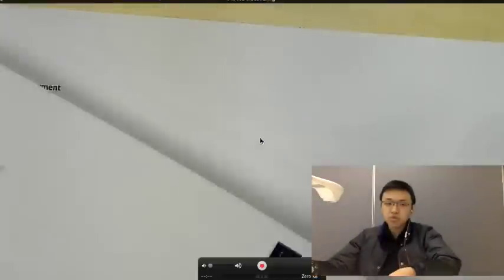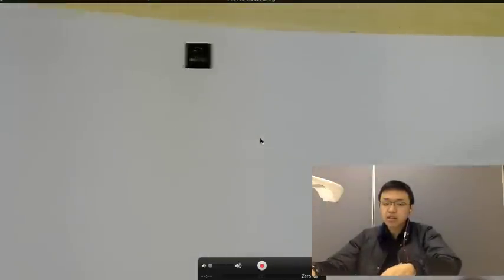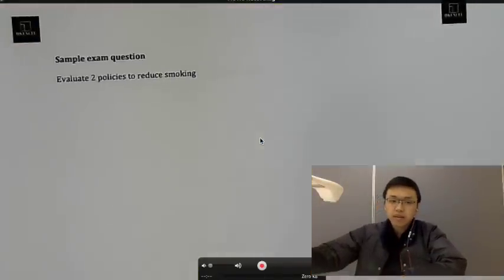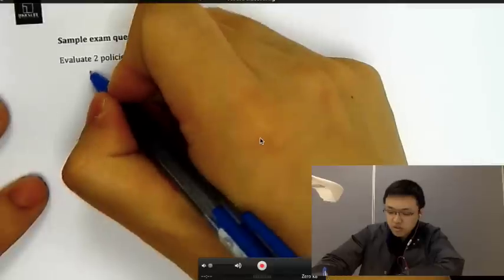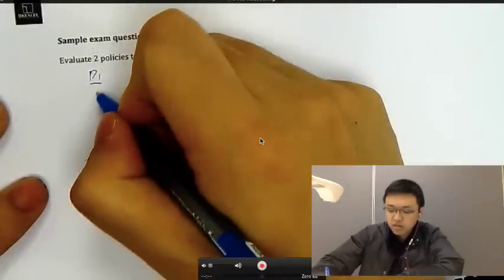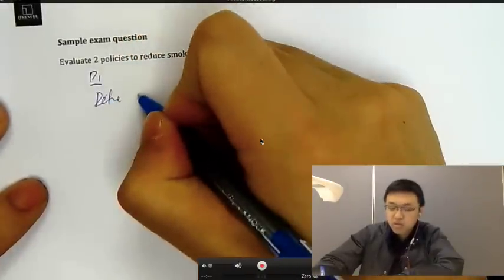I'll show you how to do two, so you can see how we can actually apply the concept I told you just now. Evaluate two policies to reduce smoking. Okay, so in your paragraph 1, basically you define all the terms, right? So what do we define?